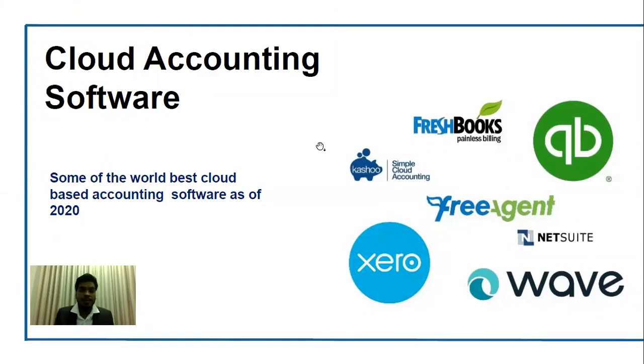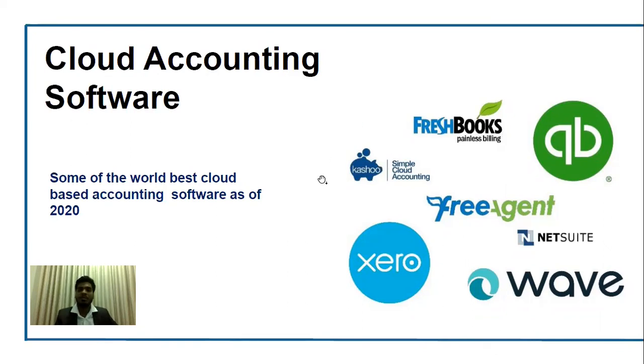Here I have added some world-best cloud accounting systems. As you can see, there's FreshBooks. This one is actually a US-based product. With FreshBooks, they basically focus on the invoicing part. So they have the P&L, but they don't have the balance sheet. This is basically for very, very small businesses who want to do the tax returns.